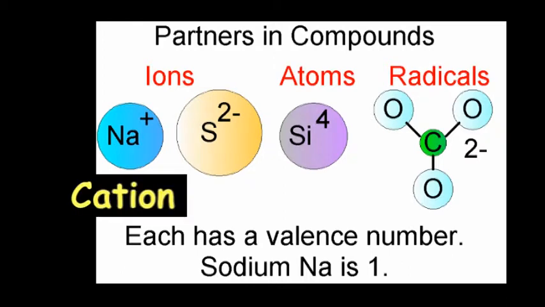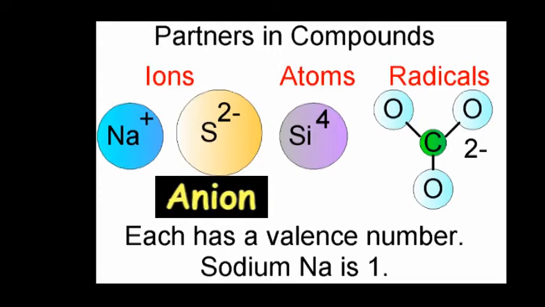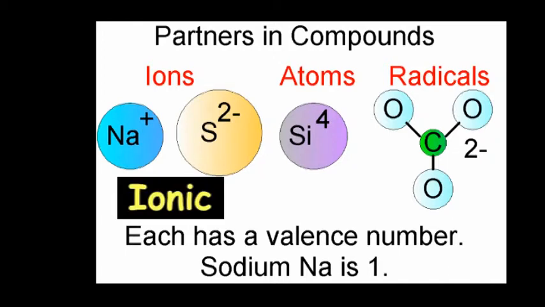On the left is a positive ion called a cation. It has lost its single valence electron to another element. Second, we have a negative ion called an anion. It has taken 2 electrons from another element to fill its outer shell. These first and second elements will bond, forming anionic compounds.